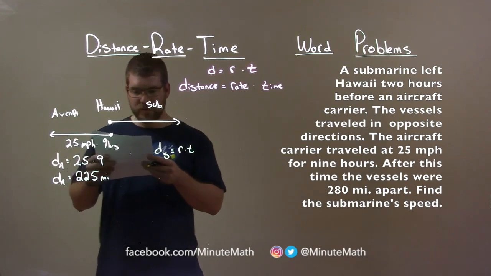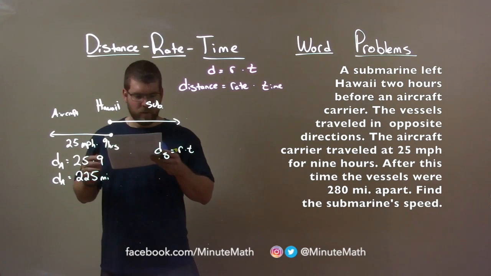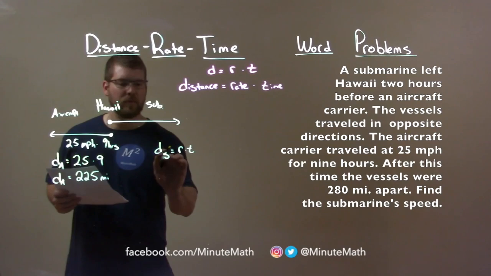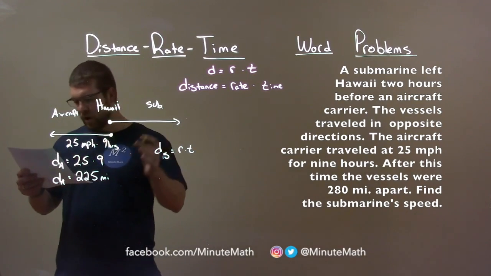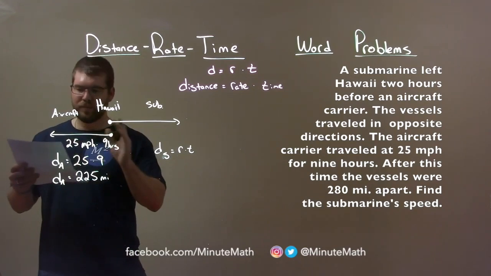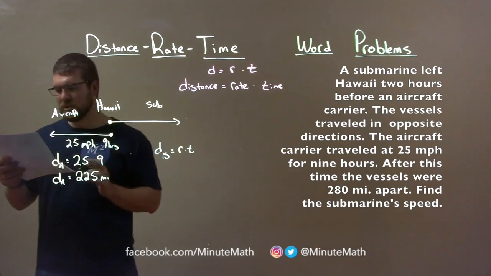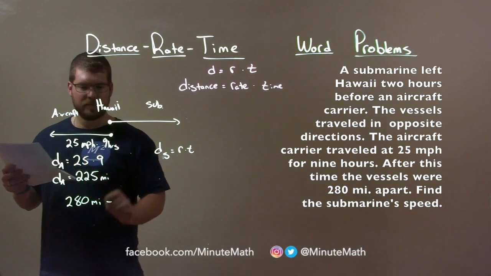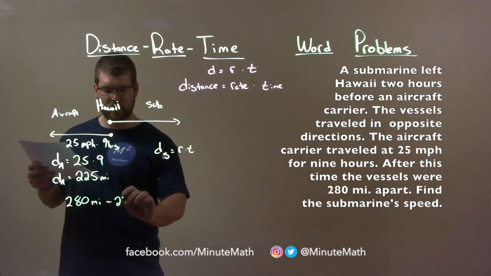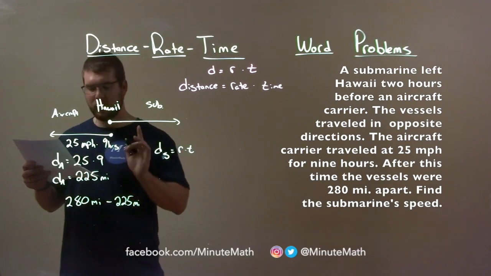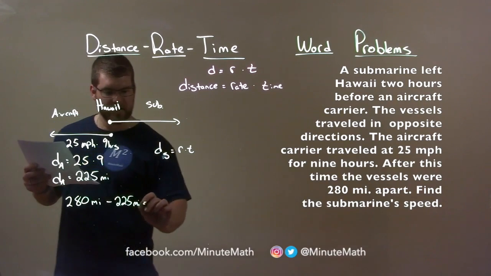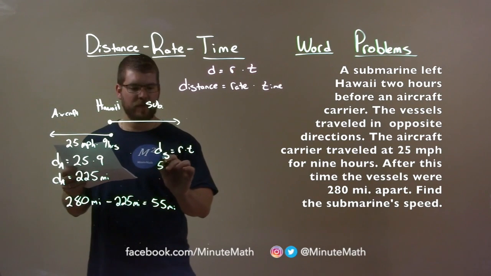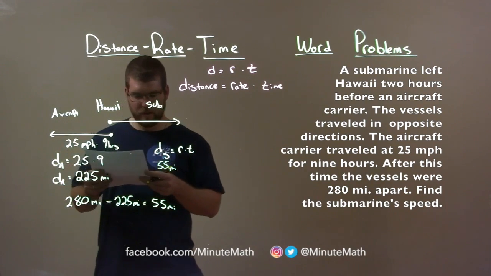And the distance the submarine traveled, okay, this one's a little tricky. How do we get that distance for the submarine? Well, what we know is that overall the aircraft carrier and submarine were 280 miles apart. So we have 280 miles, and we're going to subtract the distance the aircraft carrier traveled, which was 225 miles. And that should equal the distance the submarine had traveled, which is 55 miles. So 55 miles is the distance the submarine traveled.